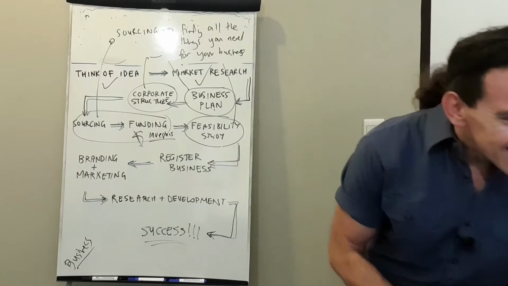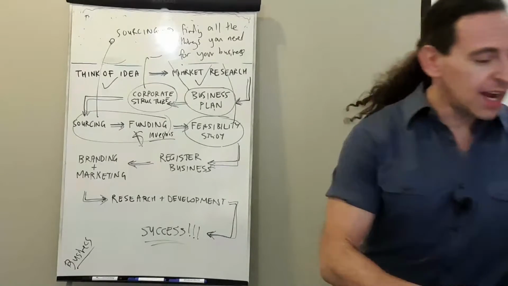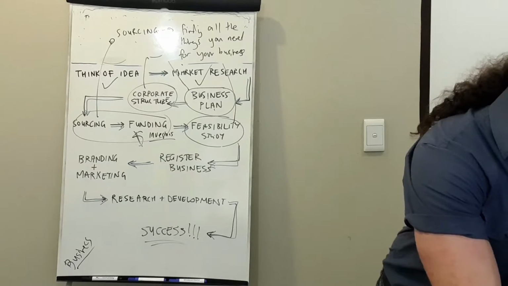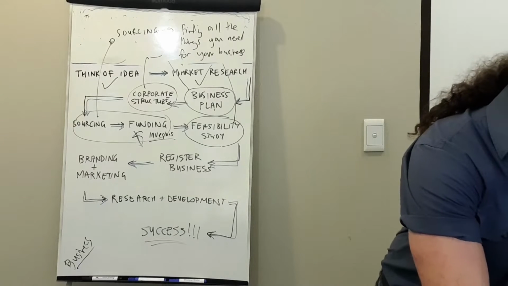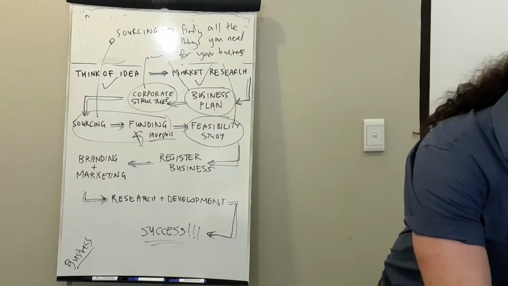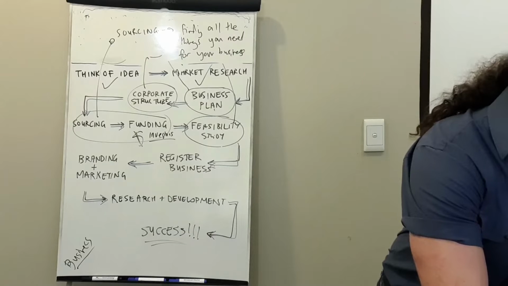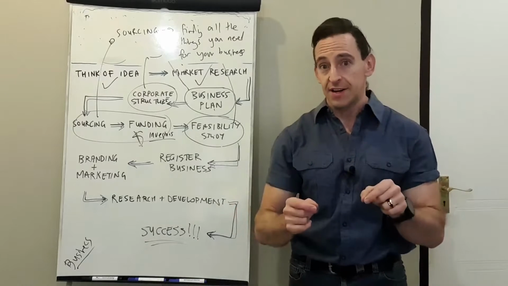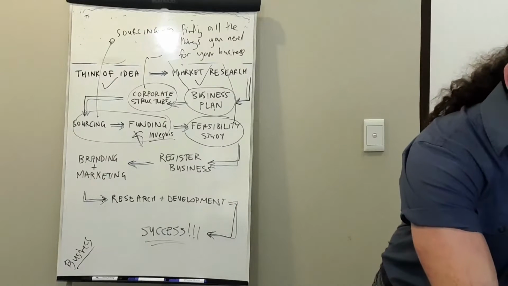So let's write all these down. So we got our sourcing. Sourcing is finding all the things you need for your business. And I'll put some examples here. It can be people. It can be products. It can be raw materials. It can even be a place. These are all things you need to source. You need to find.